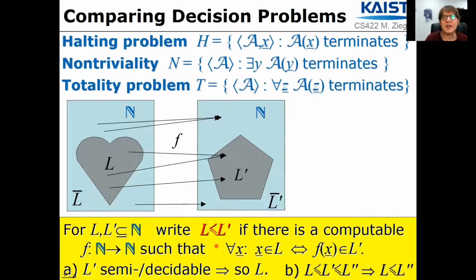Okay, and now having thus introduced these notions, we can have a look at the three example problems and try to compare them, right? But before that, yes, there's a great question in the chat. What is a computable function?